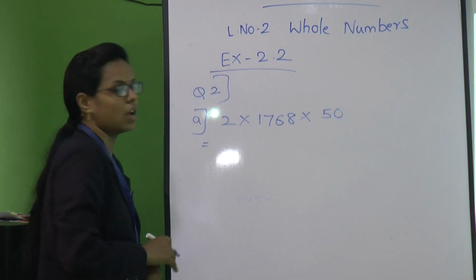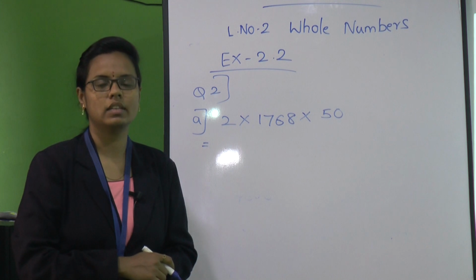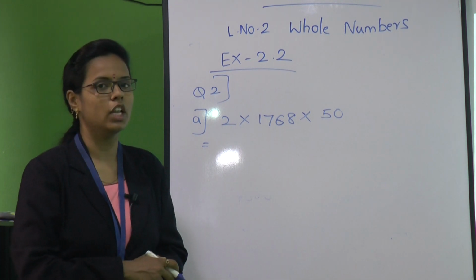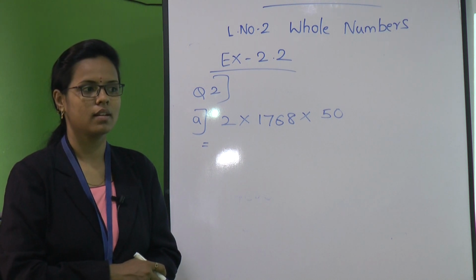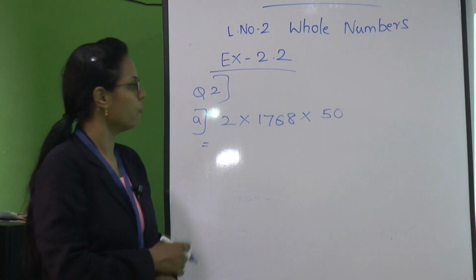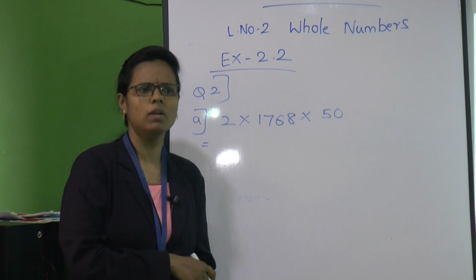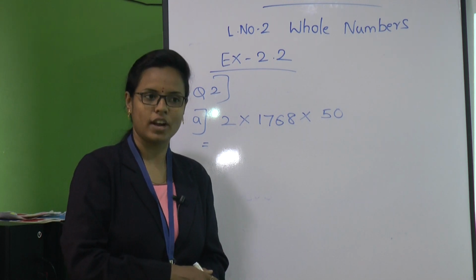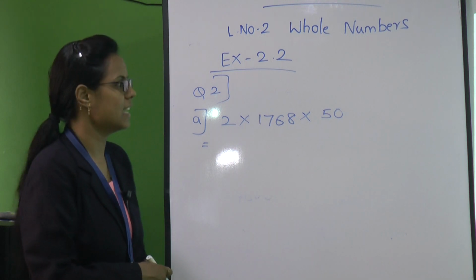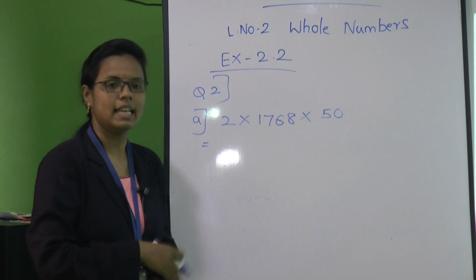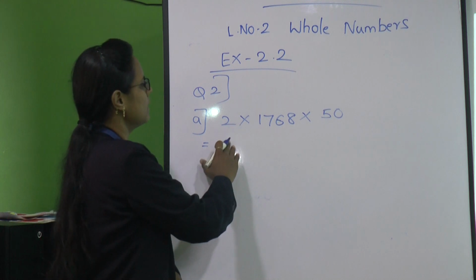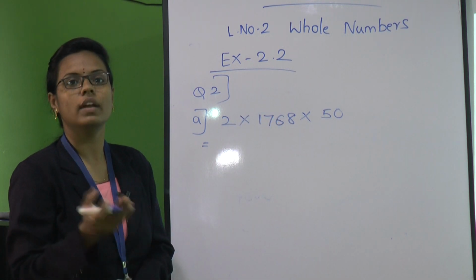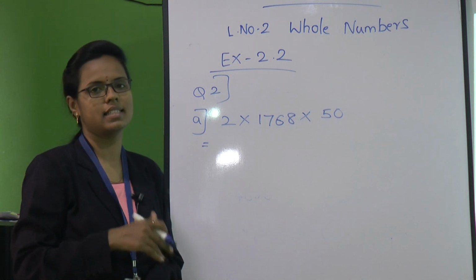Now students, we have to again rearrange. Now tell me, if you want to rearrange, which numbers will you rearrange? Okay, 50 multiplied by 2, very good, but why? It's easy to multiply. Okay, good, that's right. See, we rearrange because it's easy to multiply, and when we multiply the same answer by this number, we get the answer easily. So, we rearrange to get the answer easily.